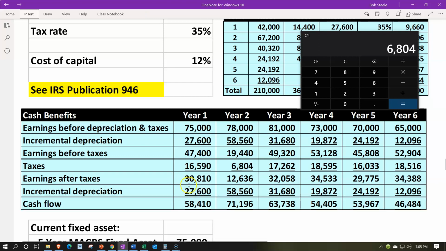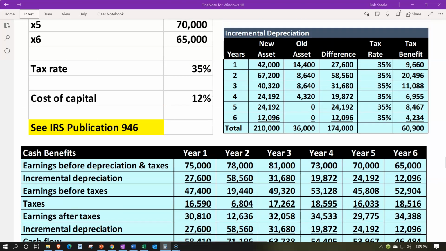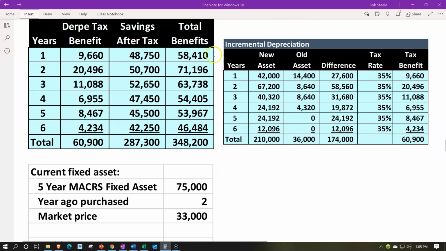So then if we take the 30,810 plus the 27,600, that gives us the 58,410. The 12,636 plus the 58,560 is the 71,196, and so on and so forth for the cash flow. So once again, now we have our cash flow bottom line. We can apply the net present value calculations too. This bottom line down here should tie out to what we came up to in this format as well.